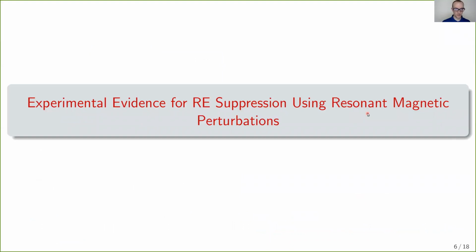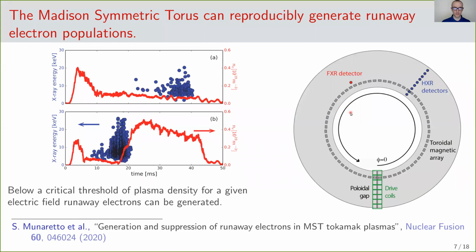So one way that we know we can suppress runaway electrons, or that has been studied for suppressing runaway electrons, is called resonant magnetic perturbations. And the Madison Symmetric Torus, an experiment at the University of Wisconsin, has been working on this investigation, trying to better understand the mechanism for this.